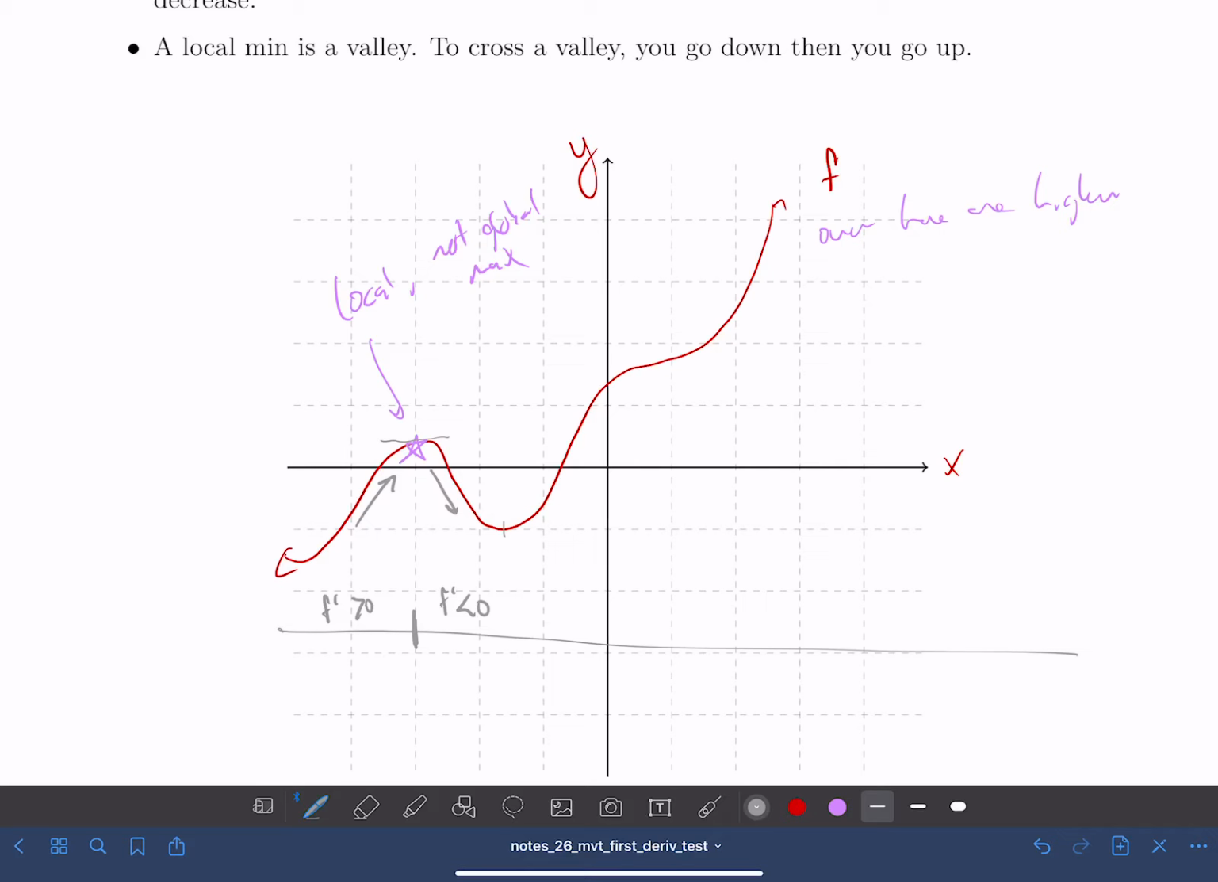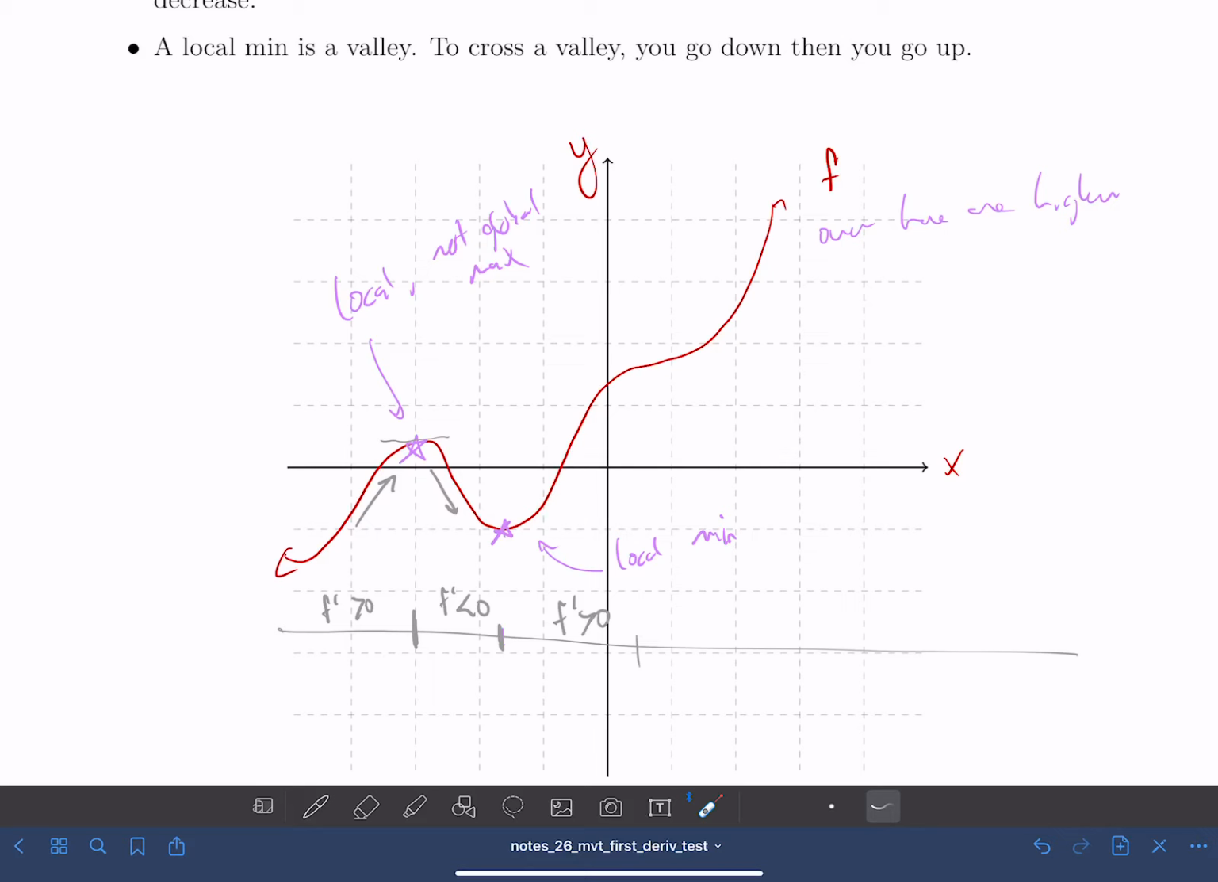Similarly, take a look at this other point down here. I've got a local minimum, and if I take a look at my f prime, we're going to be going down, we're decreasing, and then increasing. And that's going to be true for every local minimum. Every local minimum goes decreasing, increasing.